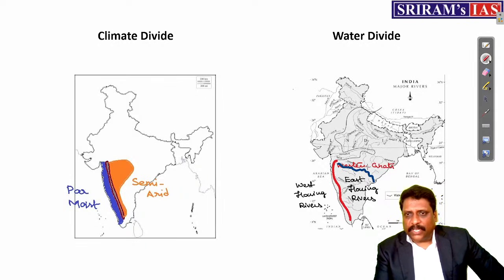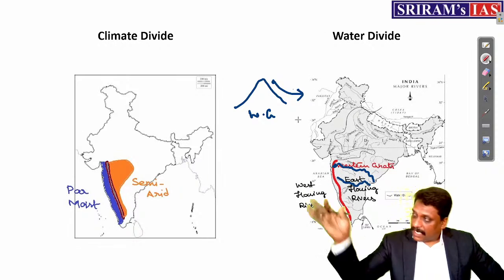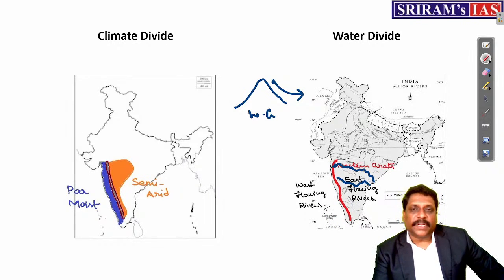Now, my dear friends, where exactly does Godavari originate from? It originates from the eastern wall of Western Ghats, and flows towards the east. Where is Krishna originating from? Again it is originating from what? Eastern wall of Western Ghats and flowing towards what? East. So somewhere I understand.